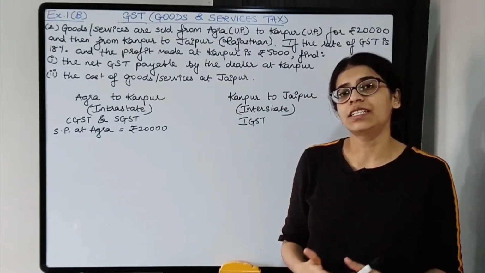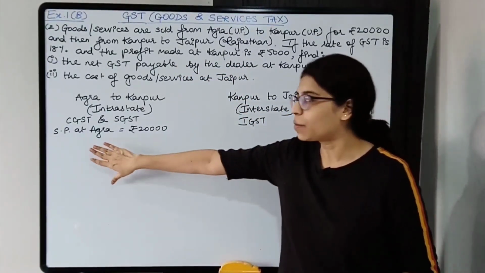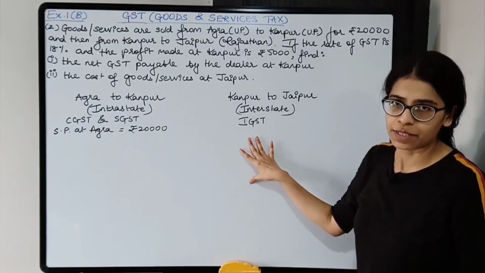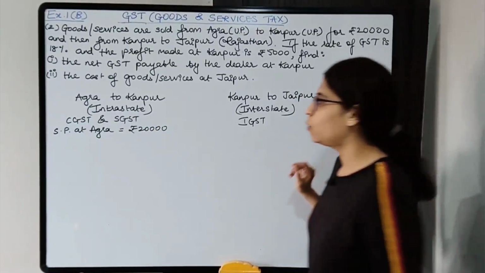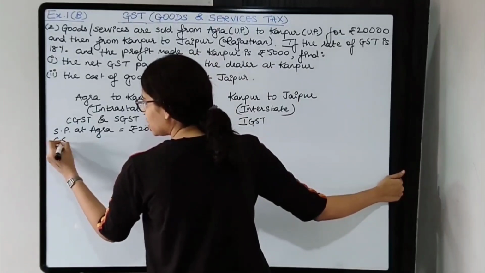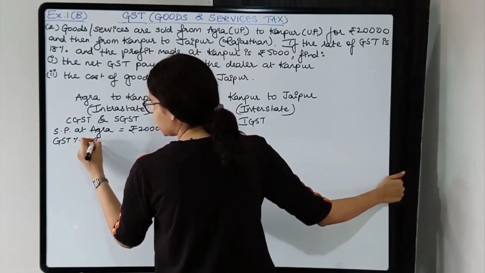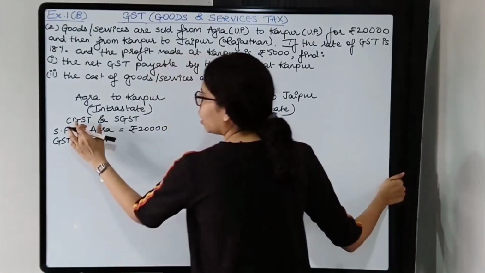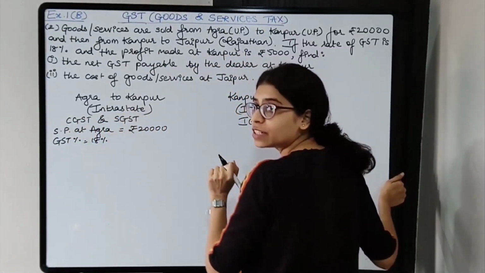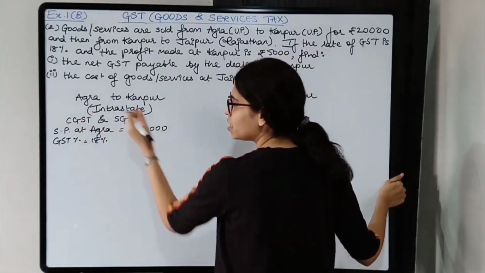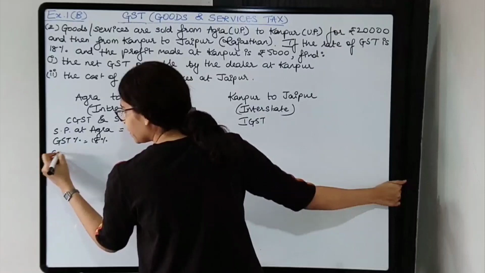Now the GST rate is 18%, so here also it is 18%, and here also it is 18%. I'll just write down GST percentage is 18%. So half of it is CGST, half of it is SGST. So 9% CGST and 9% SGST, right?